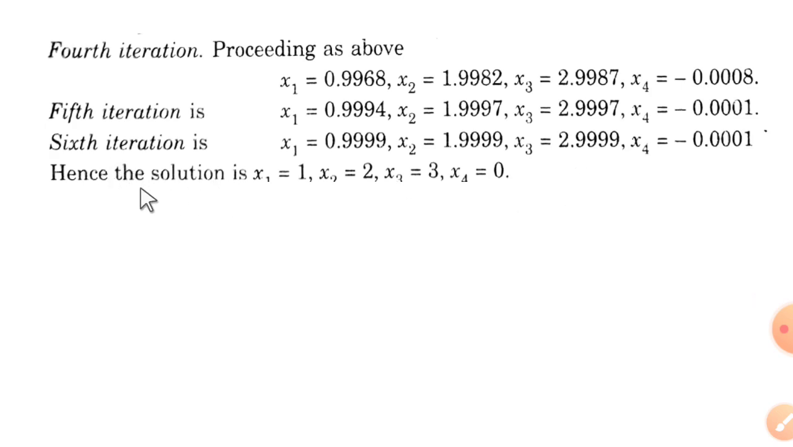Thus we get the solution as x1 equal to 0.9999, which on rounding off gives 1. Then x2 is 1.9997, rounding it off, you get x2 as 2, and x3 is 2.9997, which on rounding gives x3 equal to 3. Here x4 is 0.0001, so you can take x4 as 0. So this is the solution of the equations. This is all about the Gauss-Seidel iteration method.